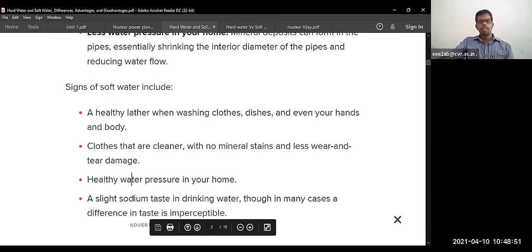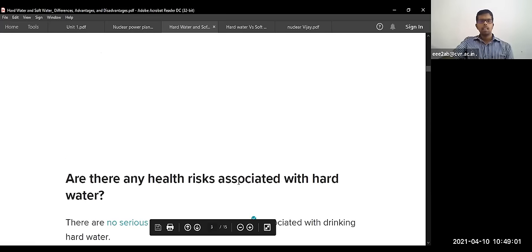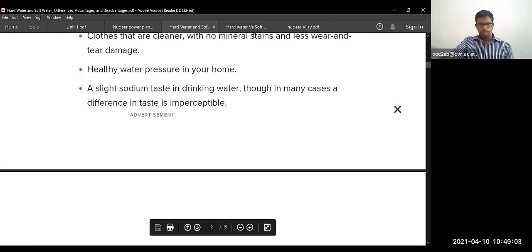And also a slight sodium taste in drinking water, though in many cases the difference in taste is imperceptible. Okay, so that is also there in hard water and soft water. So now you can understand what is hard water and soft water.